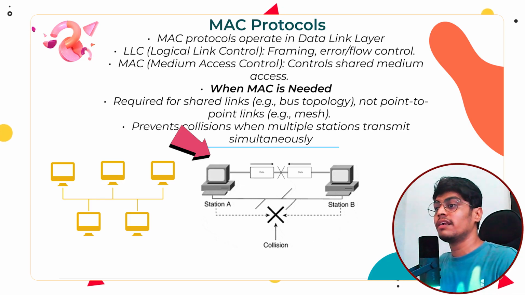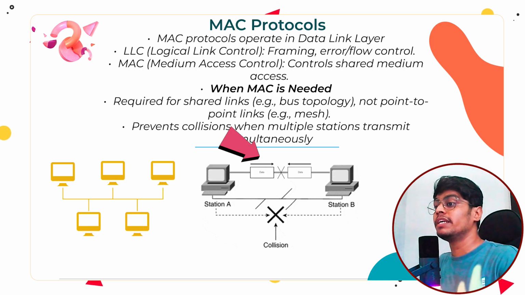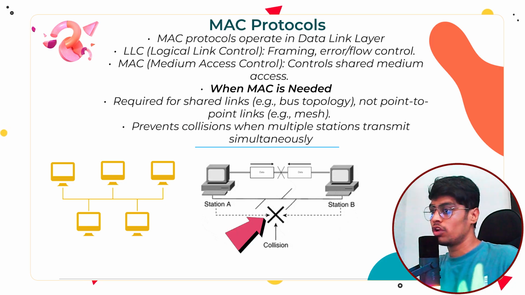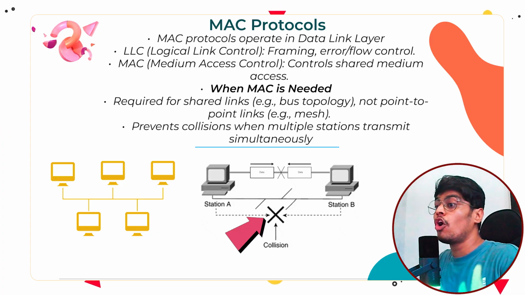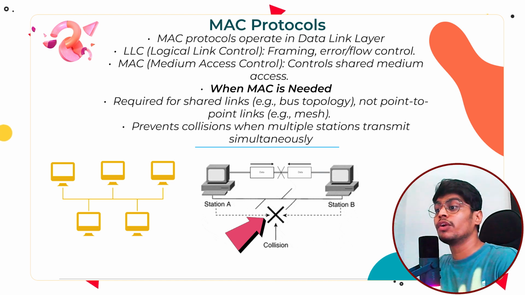If multiple stations transmit data at the same time on a shareable link, there are high chances of collision. If a collision happens, then all your data will be wasted. So what do we actually have to control? We have to control collisions.